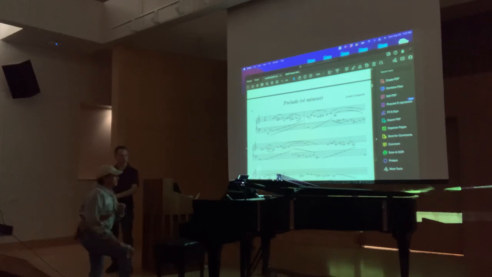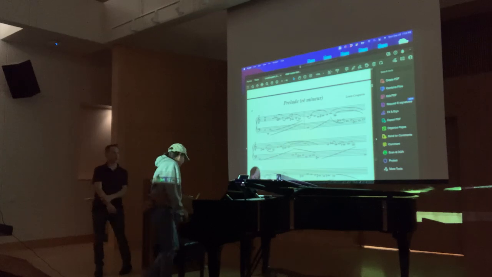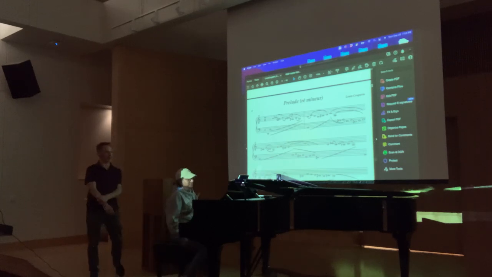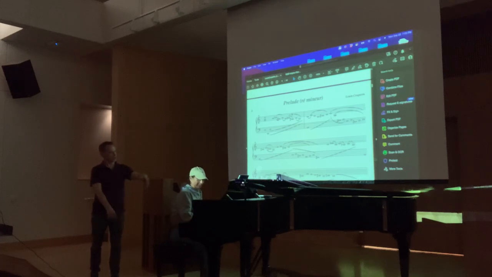Just go back and forth between two things, and give us at least one passage where you're playing sixths or thirds. And it could be just on the material, or just up and down the D minor scale, or whatever.